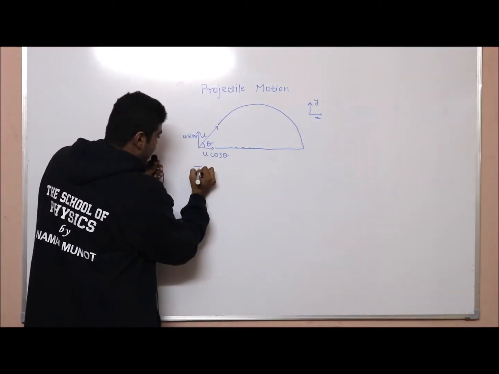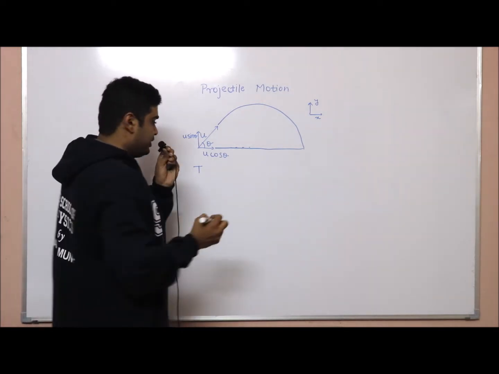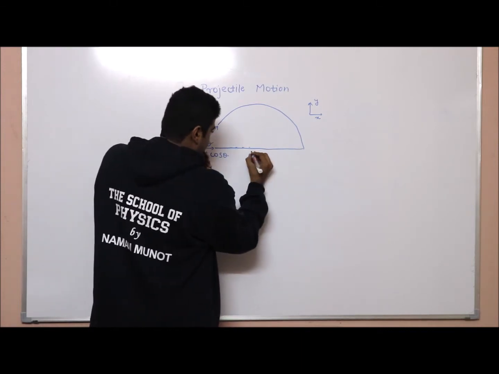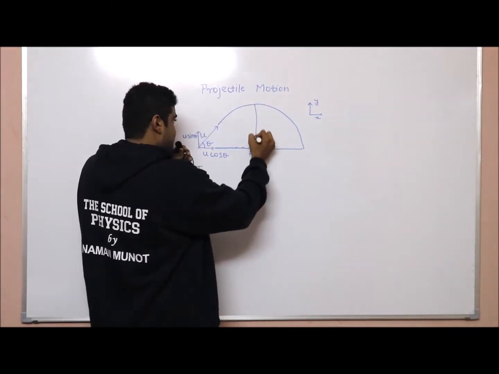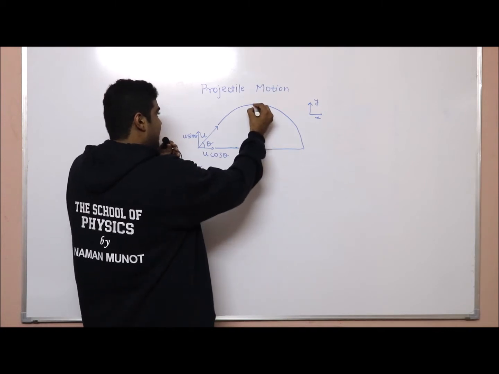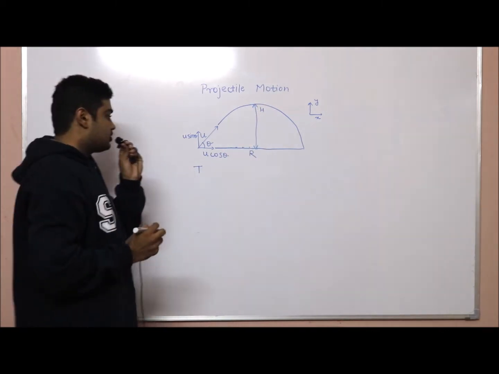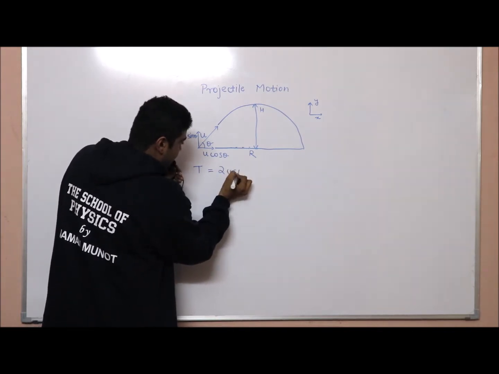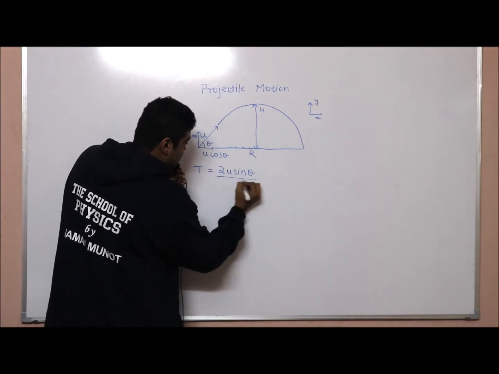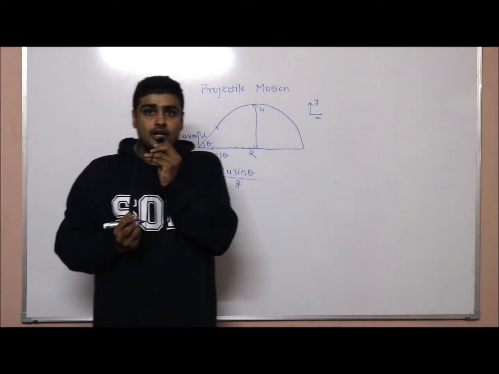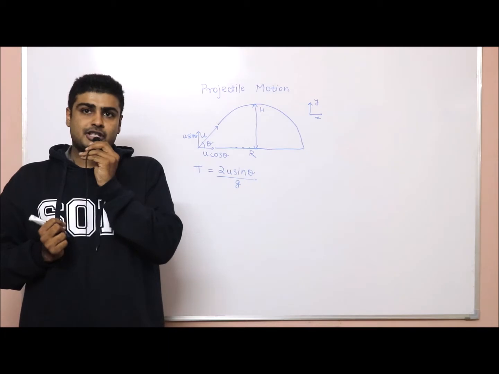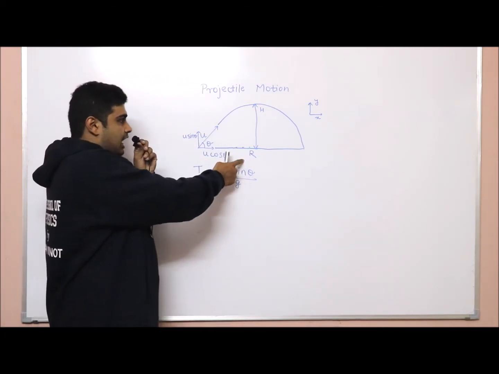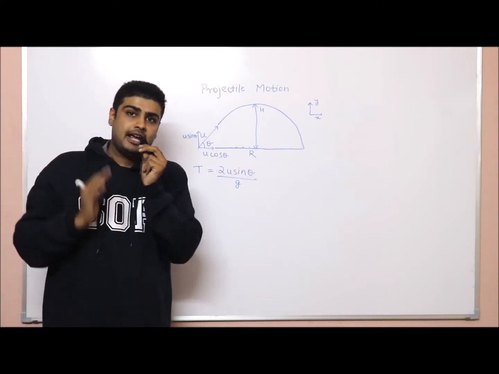If the total time taken for this motion to happen is time t, and this distance is called range R, and this is the maximum height that the projectile achieves. So time will be written as 2u sin theta upon g. Now I am going to teach you a trick on how to remember the results for the range R and for the maximum height H.